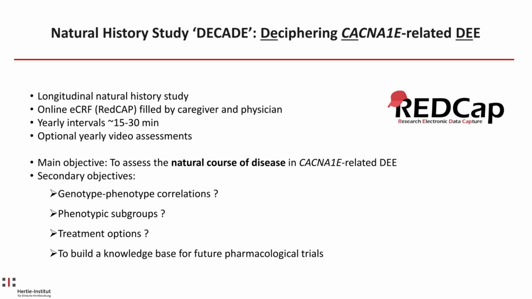So we talked a lot about basic science now, so I want to talk about how we can learn more about the disease, and that will be the natural history study, which we call DECADE, Deciphering the CACNA1E related DEE. And the idea is really to gather this information that probably you already know because you know your kids the best, so that we can first of all know more about the disease, but also know what we will be looking at once we need to do trials with the drug in patients.